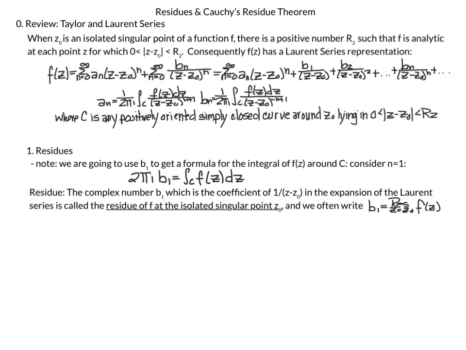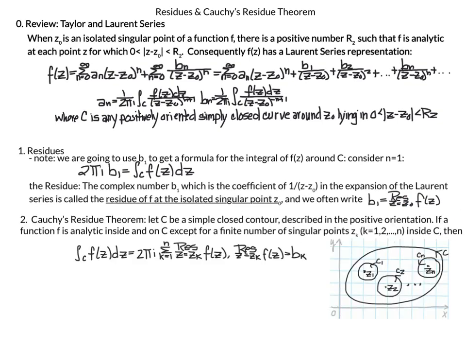And then when n is equal to 1, we get b1 times z minus z naught to the first power. So again, b1 is the coefficient of the 1 over z minus z naught in the expansion of the Laurent series, and it's called the residue of f at the isolated singular point z naught, and we often write b1 is equal to the residue at z equals z naught of f of z.